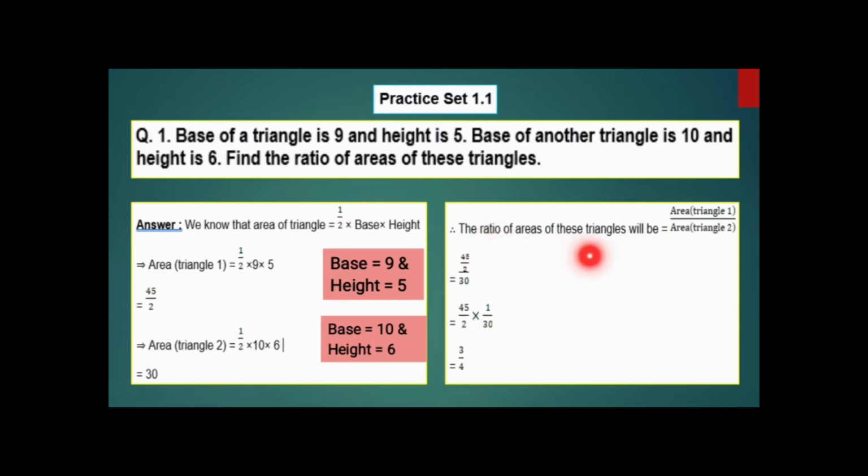Therefore the ratio of areas of the triangles will be area of triangle 1 upon area of triangle 2. So we calculate the area of the first triangle, that is 45 by 2, and the area of the second triangle, that is 30. So we write here 45 by 2 upon 30. After cross multiplying this we get 45 upon 2 into 1 upon 30. After dividing 45 by 15 and 30 by 15 we get here 3 by 2. So 2 into 2 is 4, we get the answer 3 by 4.